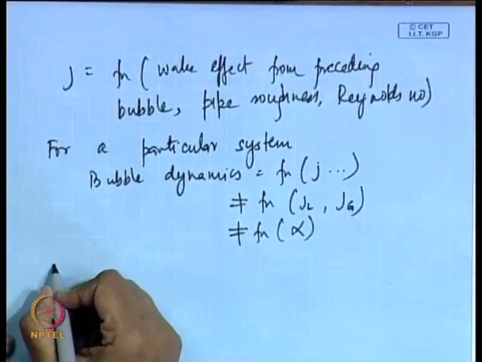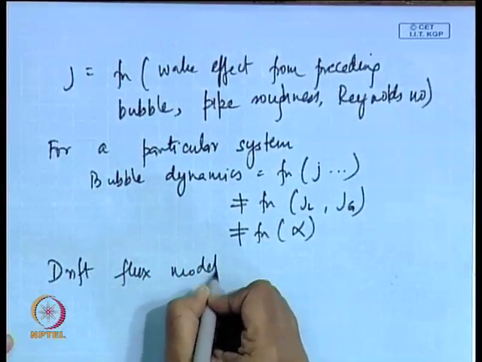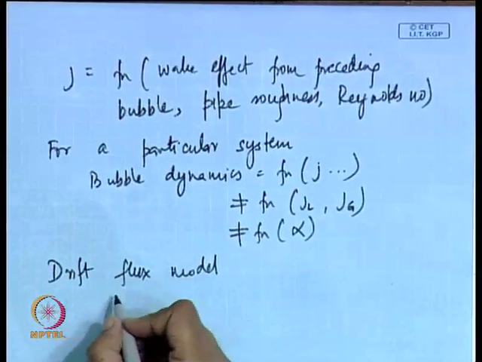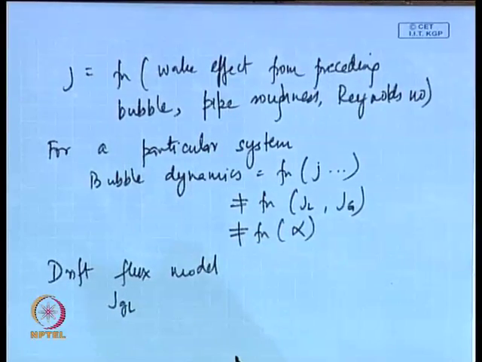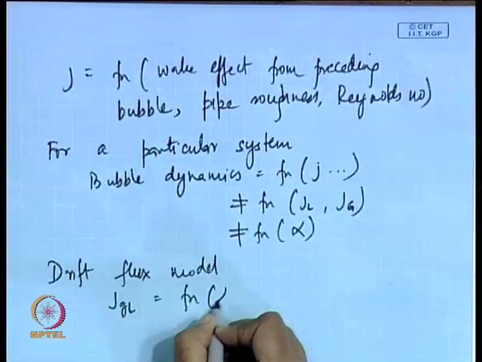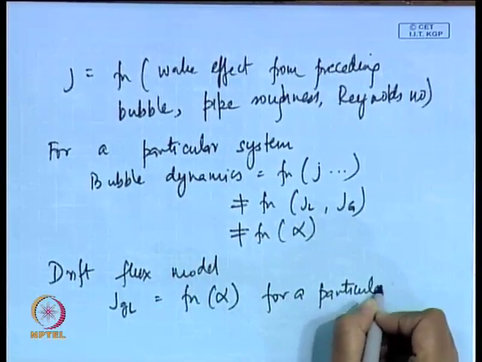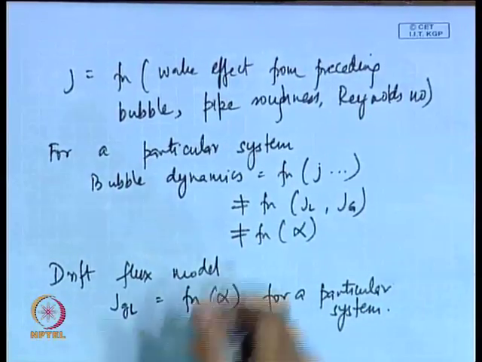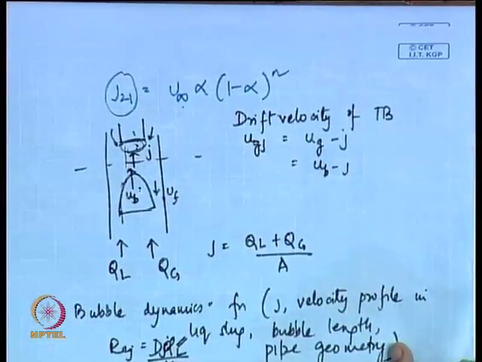Again, from drift velocity or from the drift flux model, what do we get? Let us consider the drift flux model. If you remember, what did we get from the drift flux model? We obtained J21, in this case JGL, which was a function of alpha for a particular system. Do you remember this thing we had obtained there? That is why we said JGL equals U infinity, and from there we had written down this particular expression. So, it was a function of alpha only.